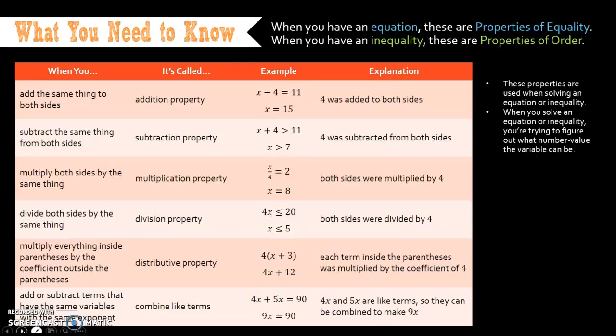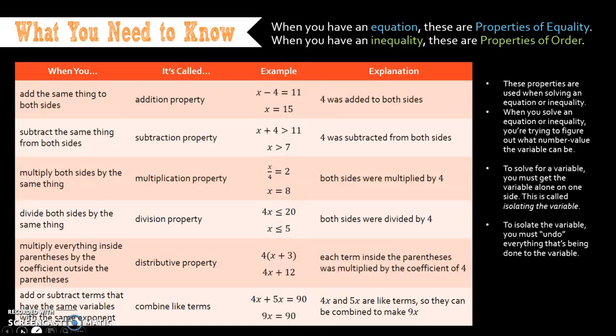When you're solving equations or inequalities, you're trying to figure out what number value the variable can be. In order to solve for a variable, you need to get the variable alone on one side of your equation or inequality. That's called isolating the variable. You're getting it all by itself. In order to isolate the variable, you have to undo everything that's being done to your variable. To undo the things being done to the variable, you're going to do something called the inverse operation. That means you do the opposite operation.